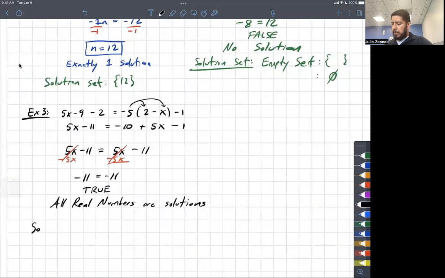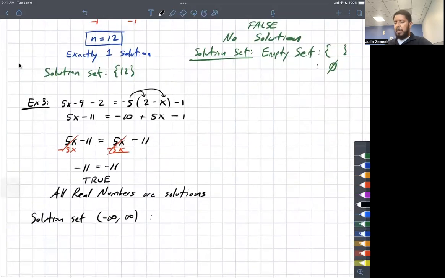The solution set in this case is going to be an infinite set containing all numbers from negative infinity to positive infinity. And sometimes, just like the empty set, there's a special notation for all real numbers, and it's this fancy looking R. Okay.